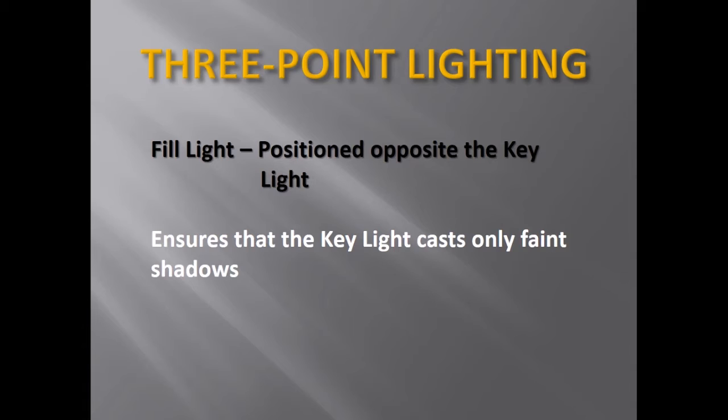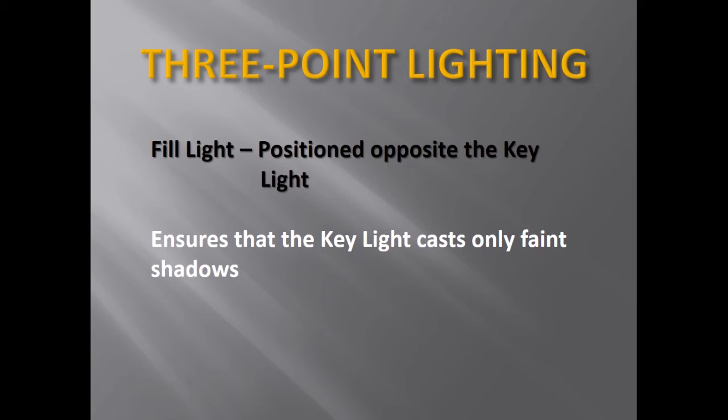The second type of light in three-point lighting is the fill light. The fill light's job is to fill in the shadows that the key light creates. So if we just shine a key light on somebody's face, a really bright light coming in at an angle, it's going to create some dark shadows on the opposite side of that person's face. So instead of just having those shadows, we put the fill light on the other side.